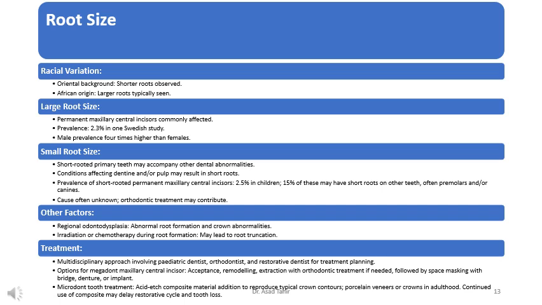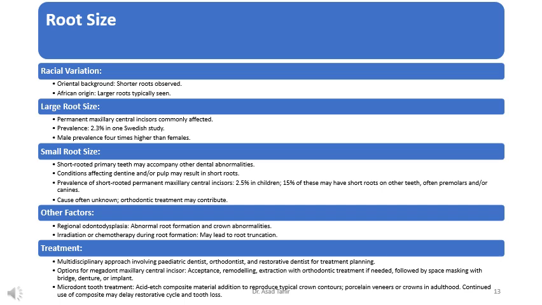Small root size. Short-rooted primary teeth may accompany other dental abnormalities. Conditions affecting dentine and/or pulp may result in short roots. Prevalence of short-rooted permanent maxillary central incisors, 0.5% in children. 15% of these may have short roots on other teeth, often premolars and/or canines. Cause often unknown, orthodontic treatment may contribute.